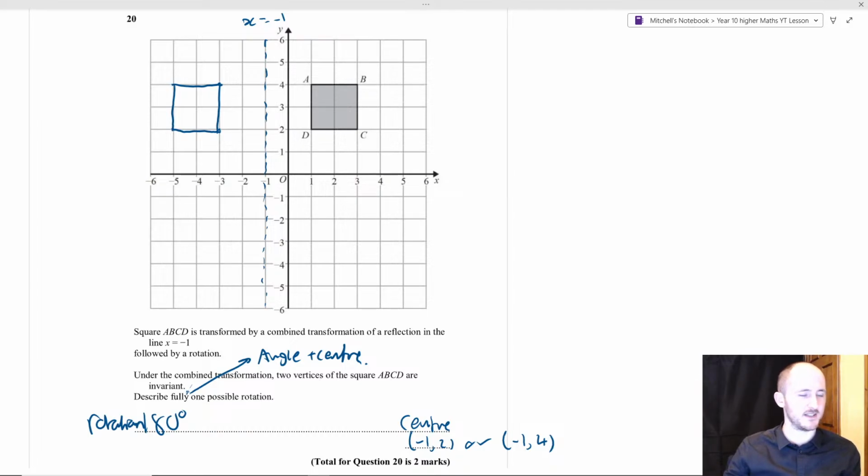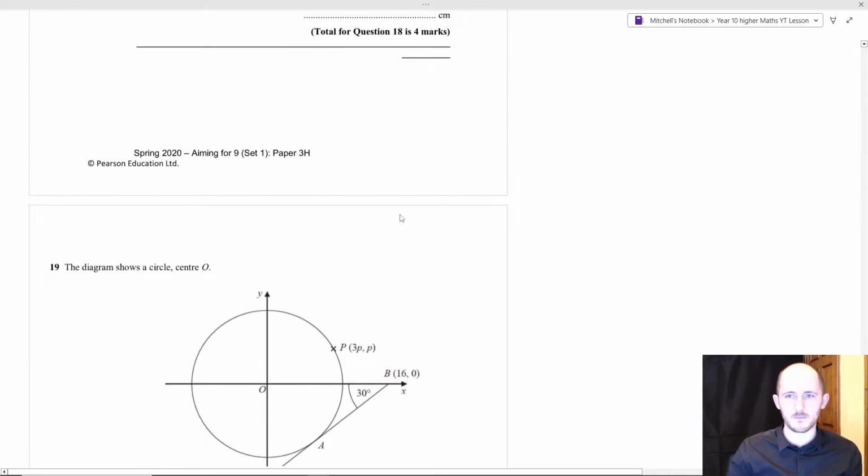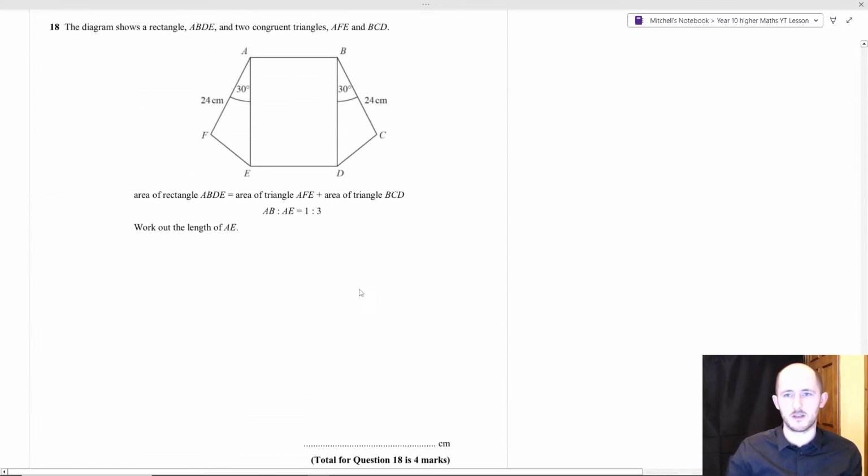So, yeah. Okay. This next question we did, like I said, in the earlier part of the lesson. So again, we did equations of circles and tangents and stuff. Well, equations of tangents to circles.